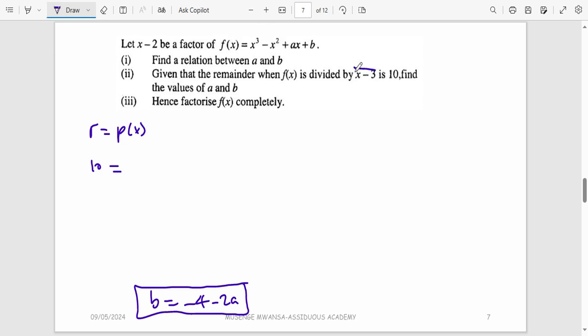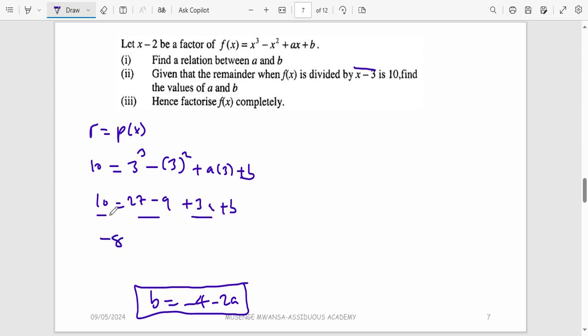Is x minus 3. If we equate to 0, we're going to find that x is equal to 3. So we'll say 3 to the power 3 minus 3 to the power 2 plus a multiplied by 3 plus b. And this gives us 10 is equal to 27 minus 9 plus 3a plus b. And this is what? 27 minus 9 is 18. And then 18, if we take it the other side, it will find 10. So 10 minus 18, that will be negative 8. And then I'll take the 3a the other side, negative 3a. And that is going to be equal to b.